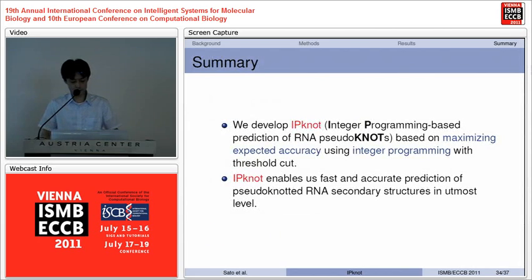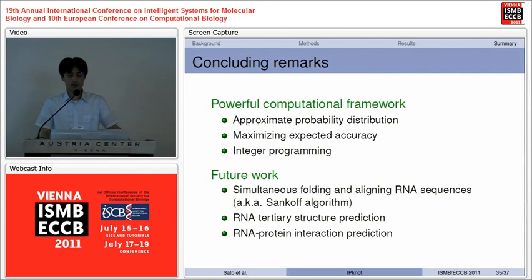Let me summarize my talk. We developed IPknot based on maximizing expected accuracy using integer programming with the threshold cut technique. Our experiments show that IPknot enables fast and accurate prediction of pseudoknotted RNA secondary structures. Our computational framework, which consists of approximate probability distribution, maximizing expected accuracy, and integer programming, is very powerful.